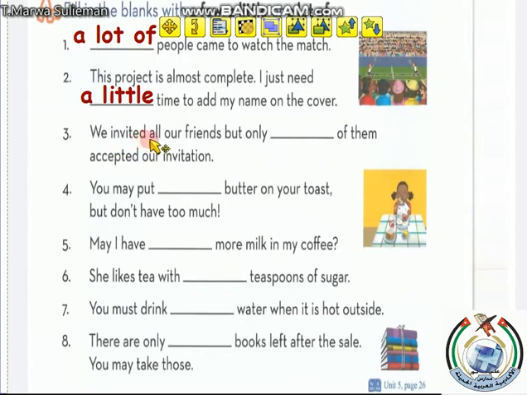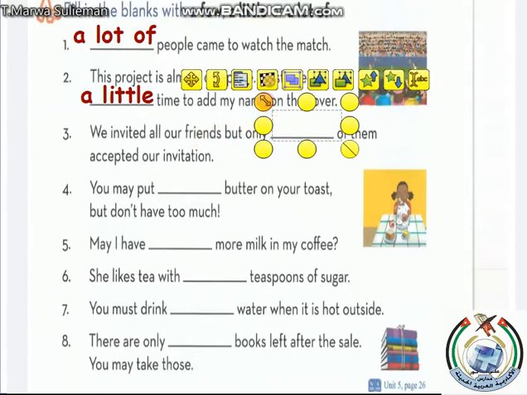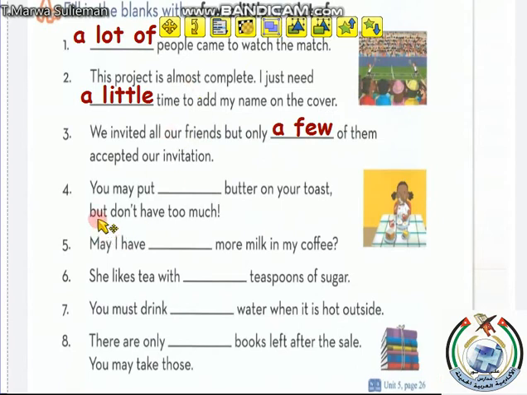We invited all our friends, but only of them accepted our invitation. Here we talk about friends. Friends is countable nouns, اسم معدود. So we will use a few. Here we use a few, not a lot of, because we talk about a small amount. نحكي عن كمية أو عدد صغير من الأصدقاء اللي حضروا. So we use a few.